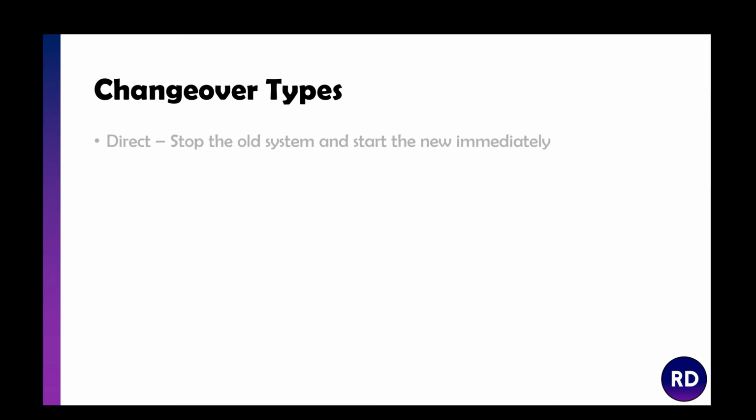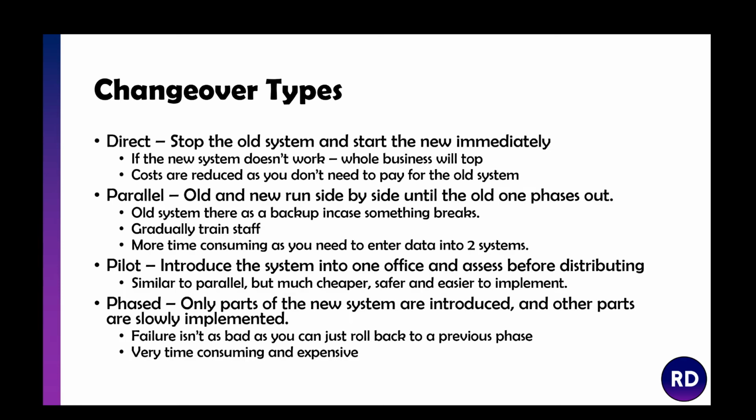So the direct changeover is where we stop the old system and start the new system immediately. However, the bad side of that is if the new system doesn't work, the whole business will stop because it can't run anymore. You can't actually go about doing any more business because the system is broken and the old one's been got rid of. However, costs are reduced because you don't need to pay for the old system. So you're running one system, not two systems. There's a little bit more risk in there.